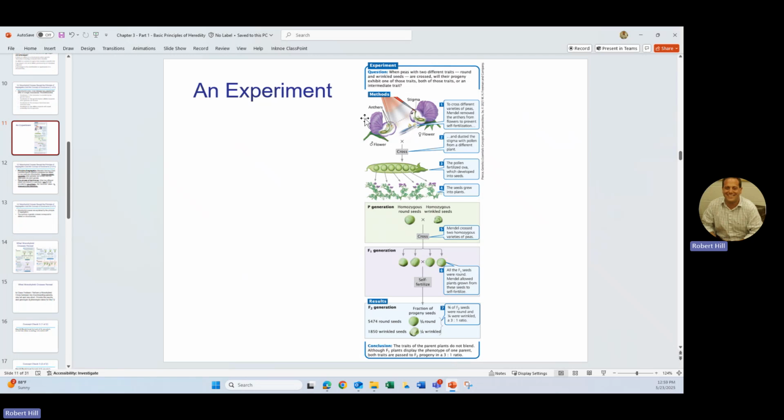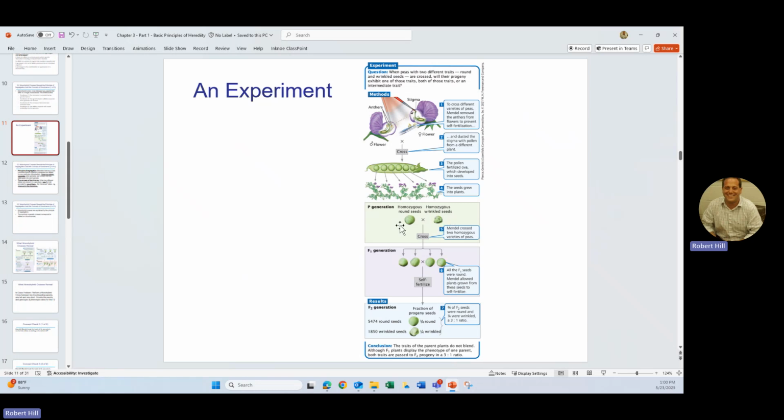This is how he did a cross. But because he was able to do this, he could also generate true breeding plants. Anyway, so this is the monohybrid cross. What he's doing here is the parental generation is homozygous for round seeds and homozygous for wrinkled seeds.